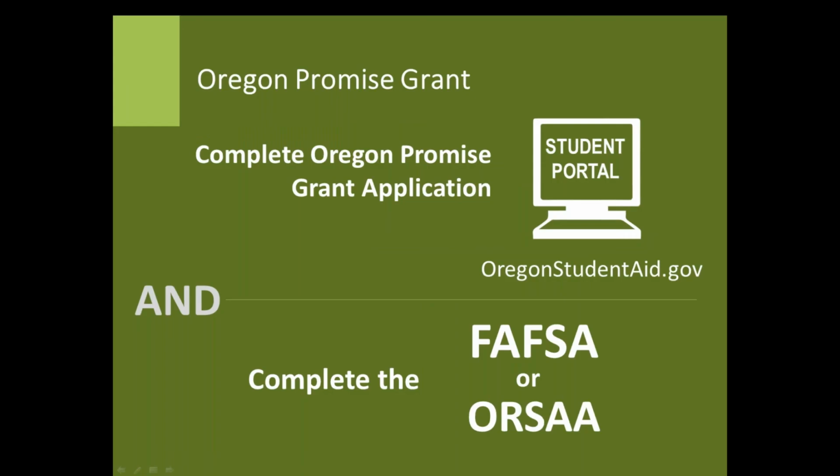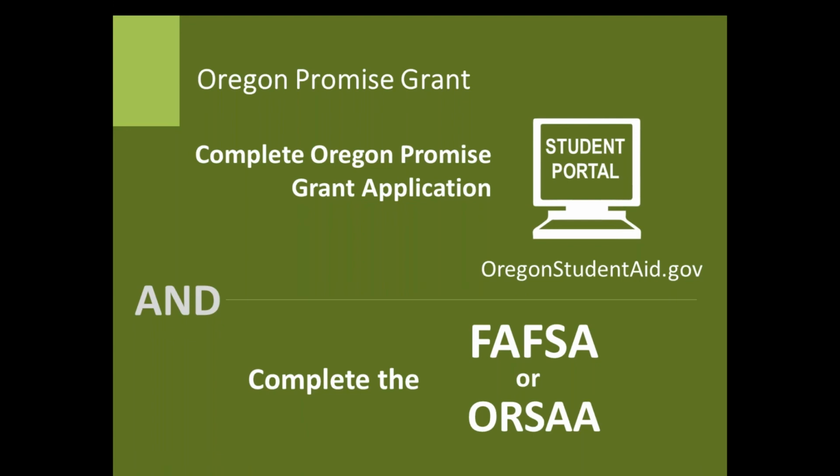All right. So in order to apply for Oregon Promise, you need to complete the Oregon Promise grant application and file your FAFSA or ORSA, and you need to list an Oregon Community College. That is the most important thing with Oregon Promise, is that you list a community college on your FAFSA, other than doing the Oregon Promise application. Now, the Oregon Promise application is a 5-section application located in the student portal on our website at OregonStudentAid.gov. It is really quick, fast, and easy to complete.